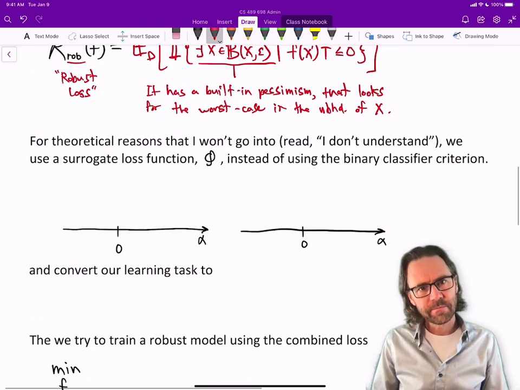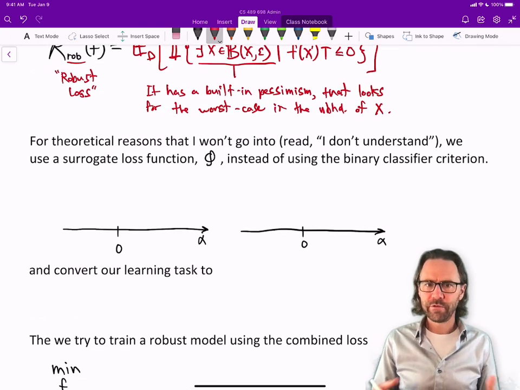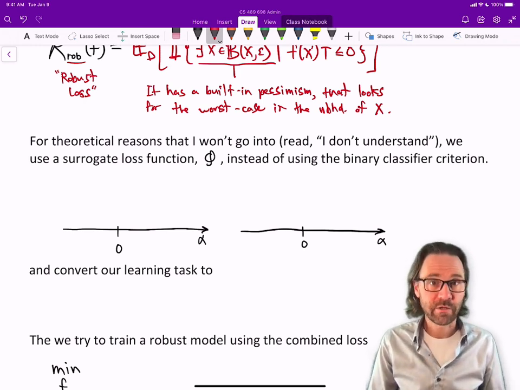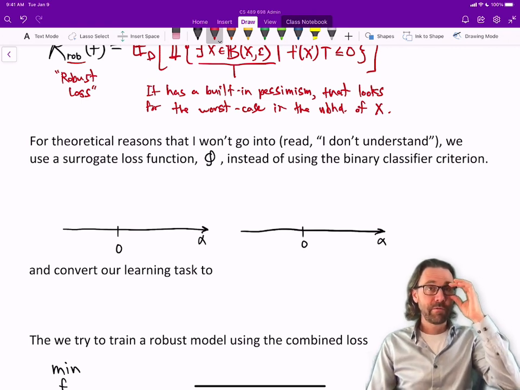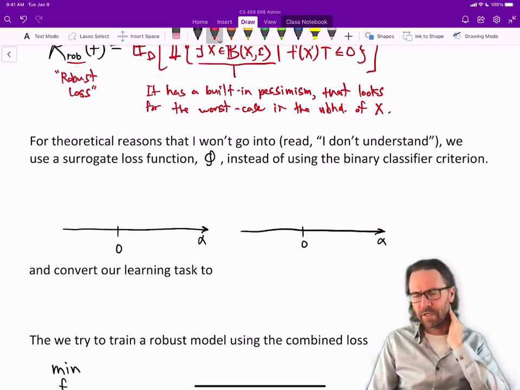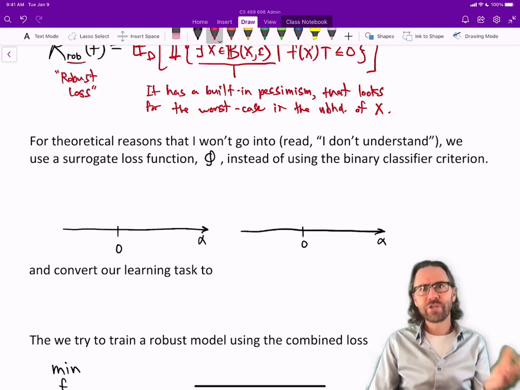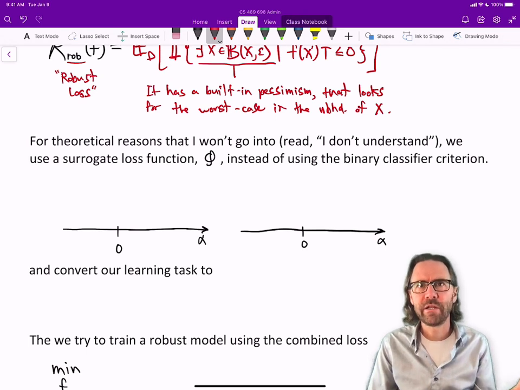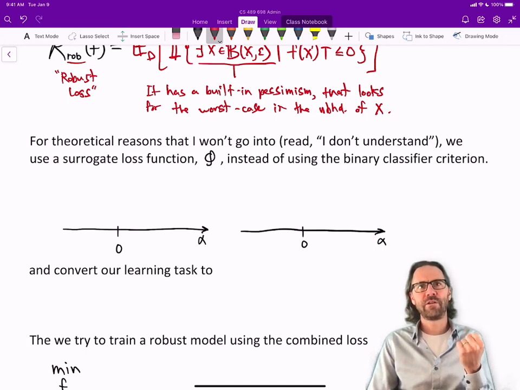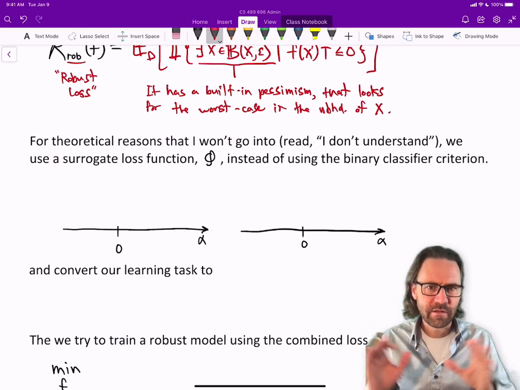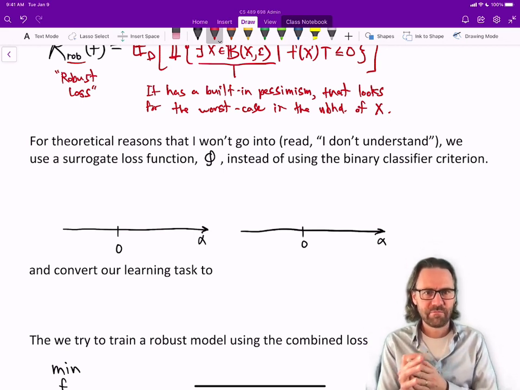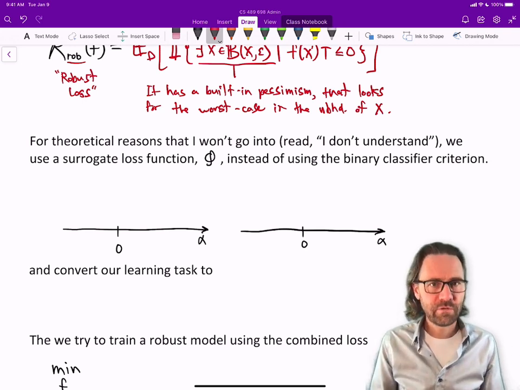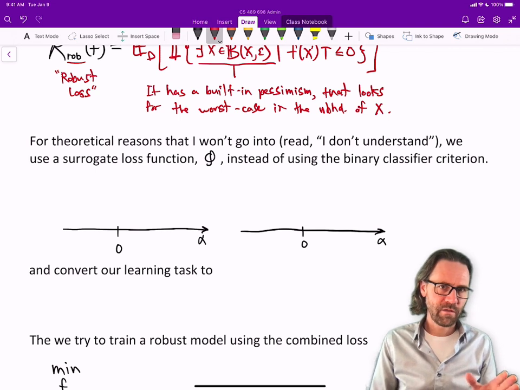Okay, speaking of sense of humor, for theoretical reasons, I won't go into the theory behind this method. What that means is I don't understand it, as I mentioned before. It has to do with these surrogate functions and the conjugate of the surrogate functions, and classification calibrated functions and conditional phi risk, things that I haven't really studied. But luckily, this method can still be understood intuitively without understanding the theorems.